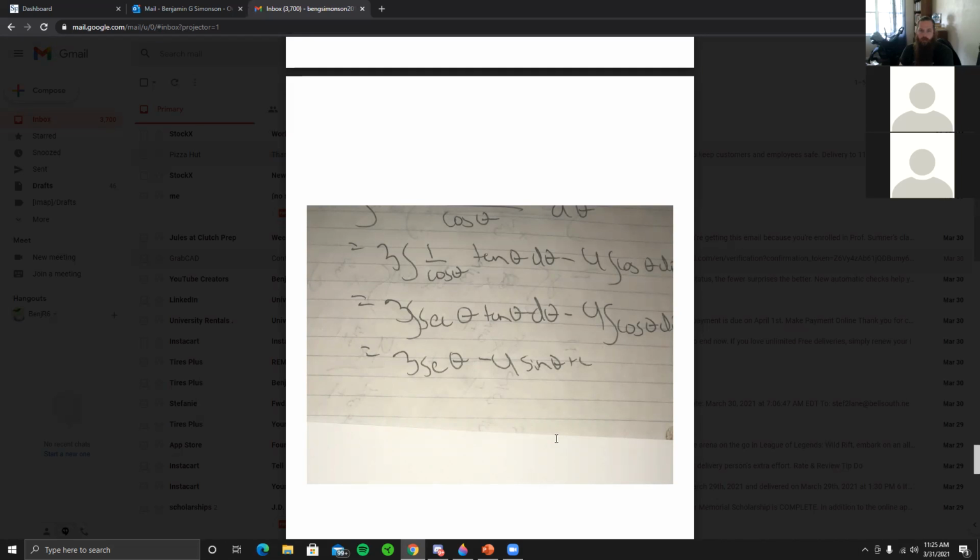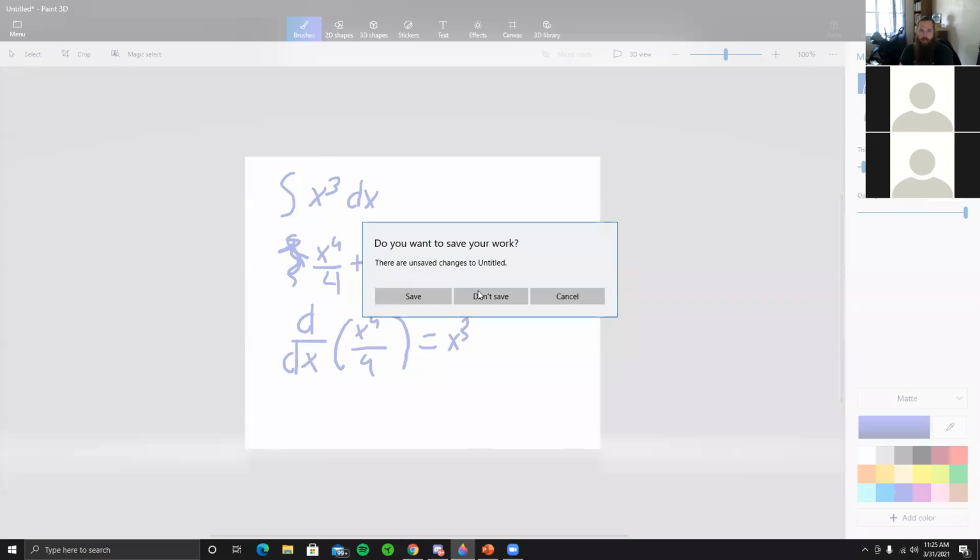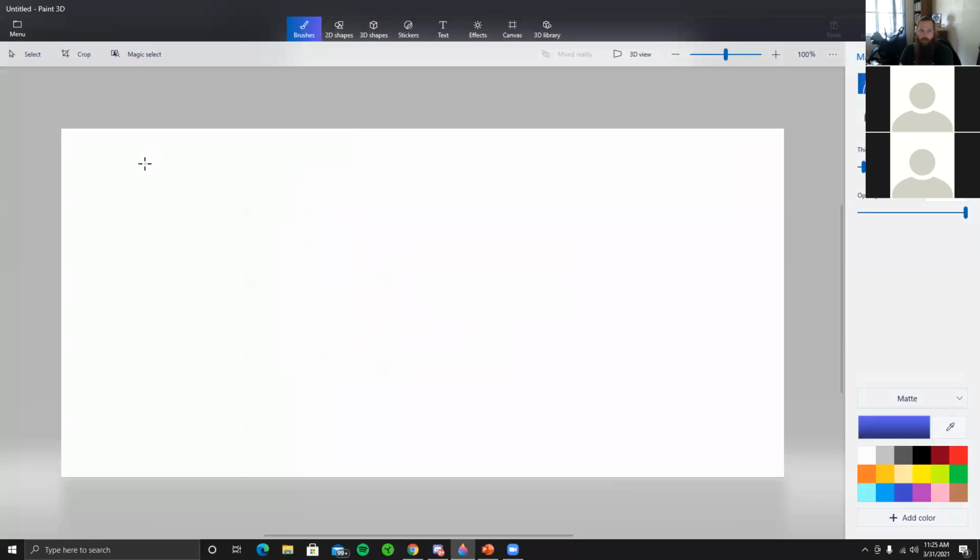So also I want to transition back into Paint 3D because I think this is pretty cool using the sine and cosine trig values. So if we take the derivative of sine x, it is cosine x.